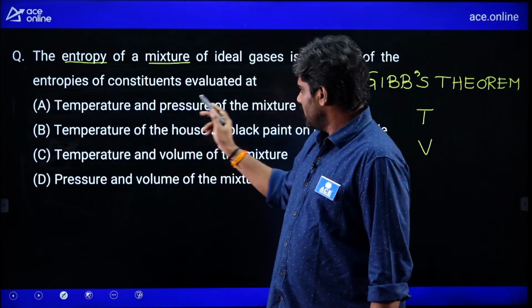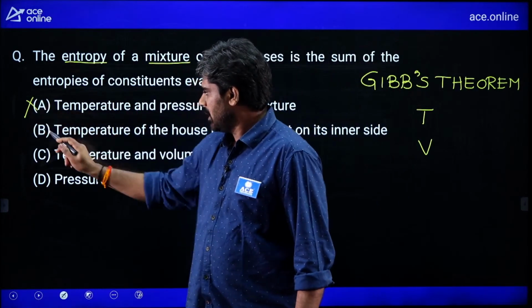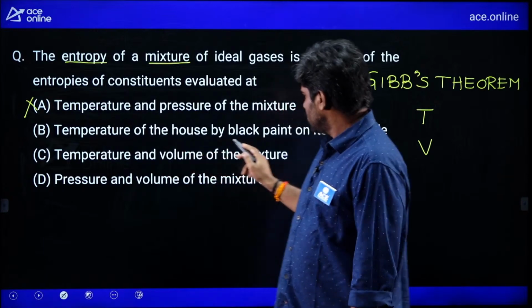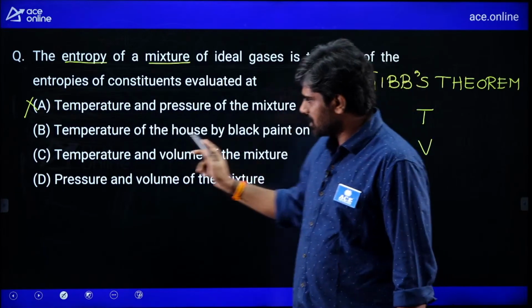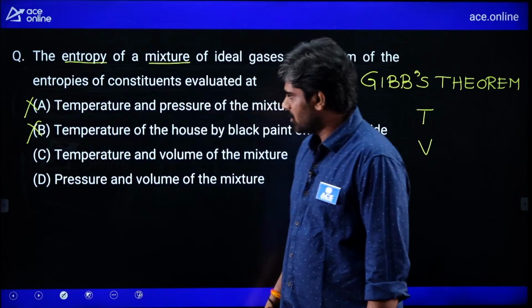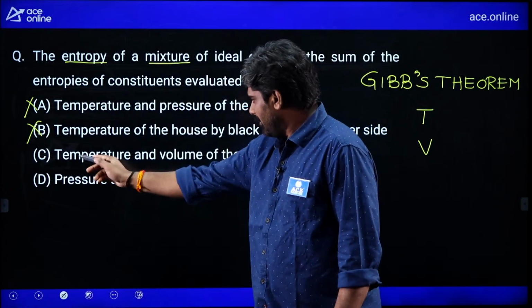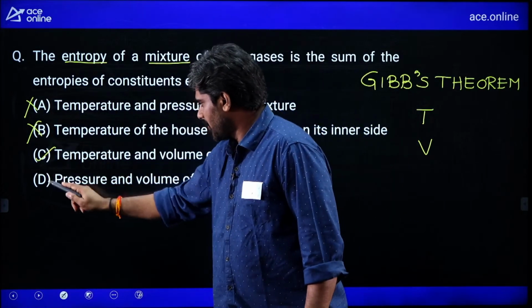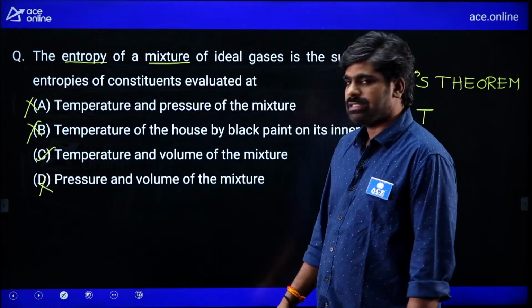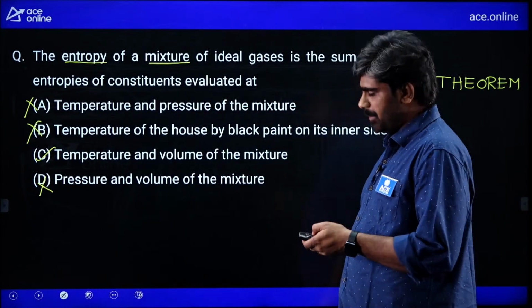Option A, temperature and pressure, wrong. Option B is not at all related to the given question, so it can be directly eliminated. Temperature and volume, this is the correct answer. Pressure and volume also is a wrong answer. Therefore, the answer is option C.